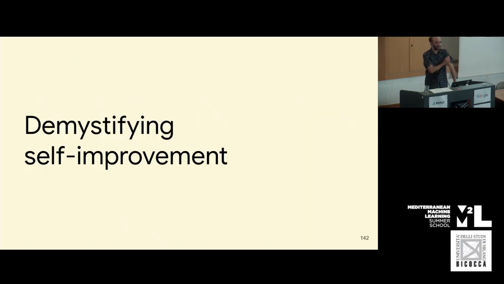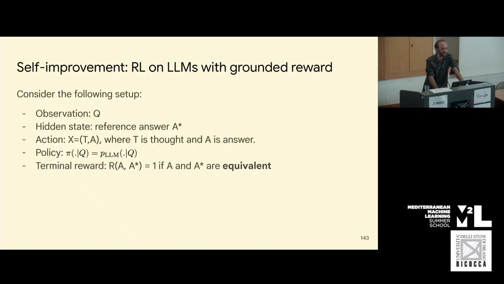I want to demystify self-improvement as being magic. Is this magic? It's not magic in the sense that it's just RL. It's RL and an LLM with a grounded reward. So we consider the following setup. It's going to be basically a bandit. I'm going to call it RL, but let's call it RL. You have an observation, which is a question Q. There's a hidden state that you don't get to see when you act, which is the reference answer A star. Of course, if you have the answer, you just regurgitate the answer, but that's not what we want.